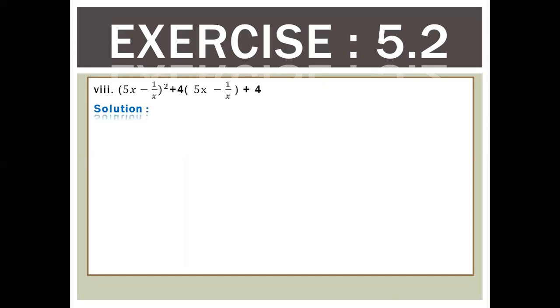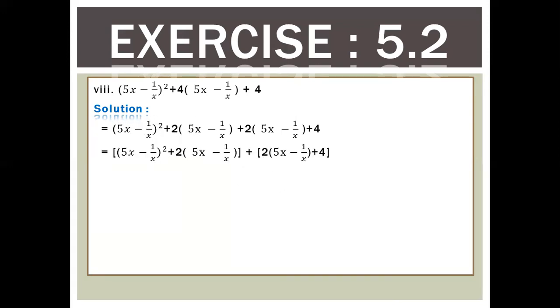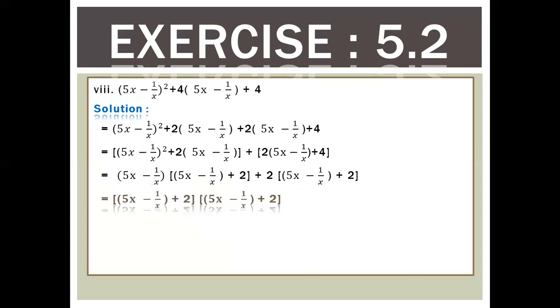Yes, the eighth part of question 3: (5x minus 1 over x) whole square plus 4 (5x minus 1 over x) plus 4. We can do this question in two ways. One way is to suppose 5x minus 1 over x is another variable, interchange it, simplify, and at the end interchange again, and your answer will become in the form of 5x minus 1 over x. The other method, which I did for you, is that we split 4, the middle term, 4 (5x minus 1 over x). Only you split this one.